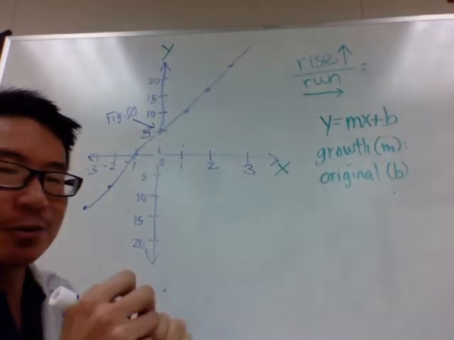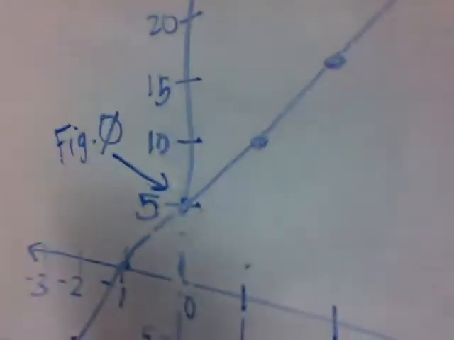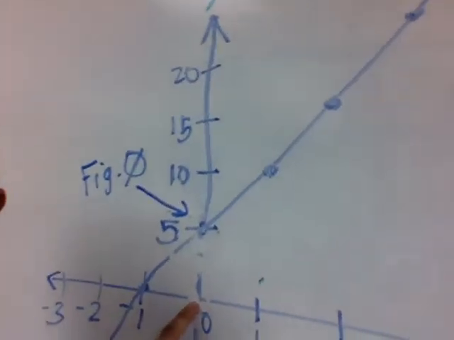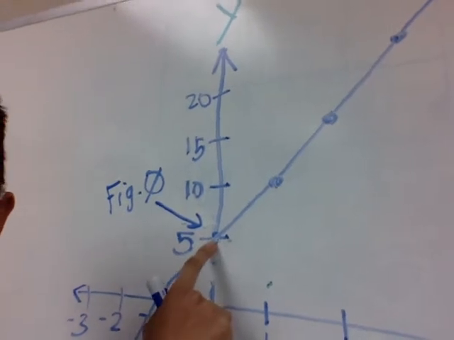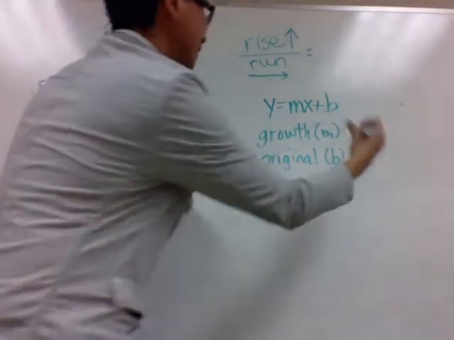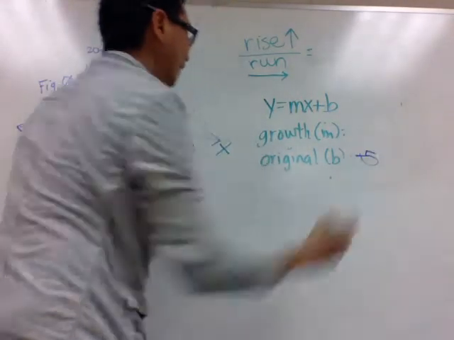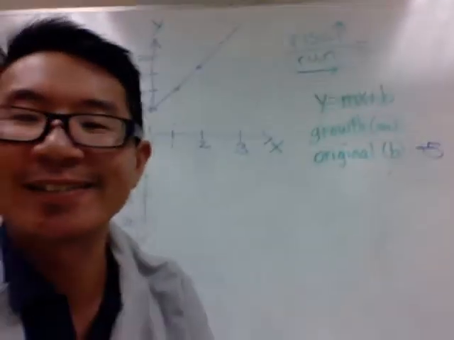I'm going to raise this computer up so you can see it a lot closer. As you can see here, from figure 0, it went up to the number 5. So of course, we're going to put the original as positive 5. Okay, that's easy. That was the first point.